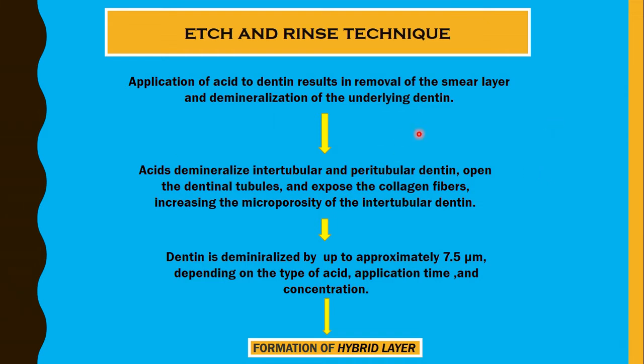So in the etch and rinse technique, the application of the acid to dentine results in removal of the smear layer and demineralization of the underlying dentine. Acid demineralizes intertubular and peritubular dentine, opens the dentinal tubules as we have discussed, which exposes the collagen fibers, thereby increasing the microporosity of the intertubular dentine. And obviously, once the dentine is demineralized, it eventually leads to the formation of the hybrid layer by the resin impregnation, followed by subsequent polymerization.